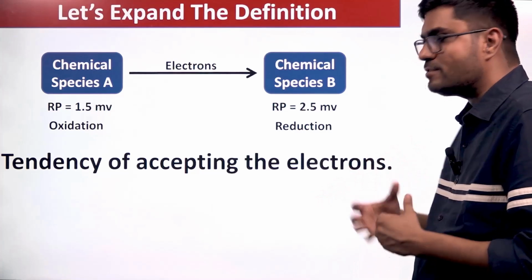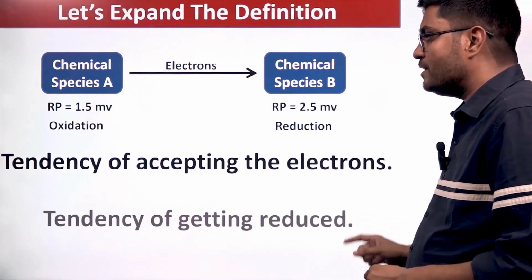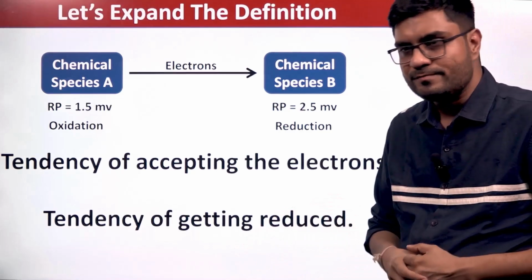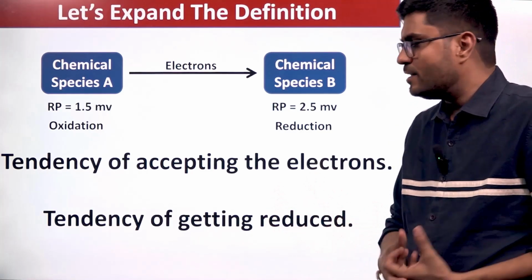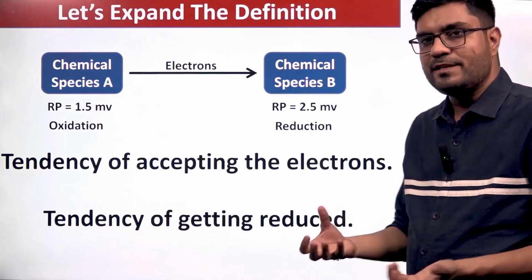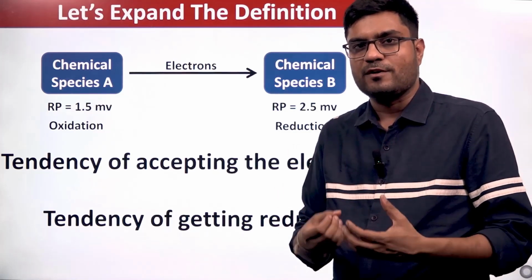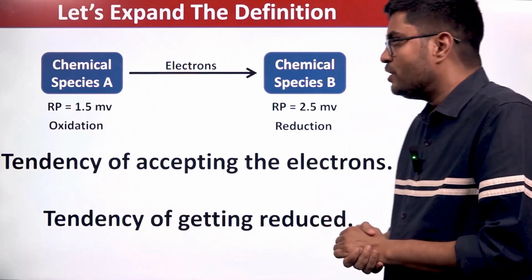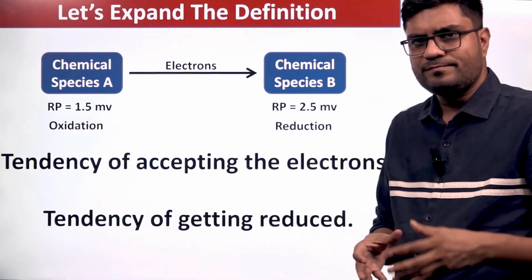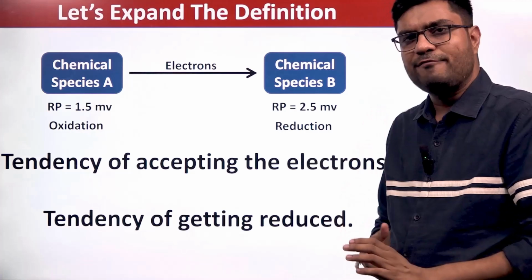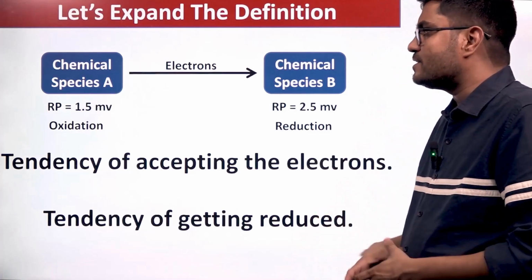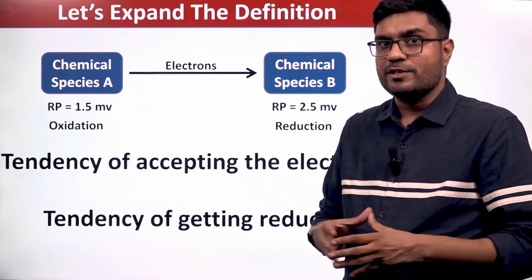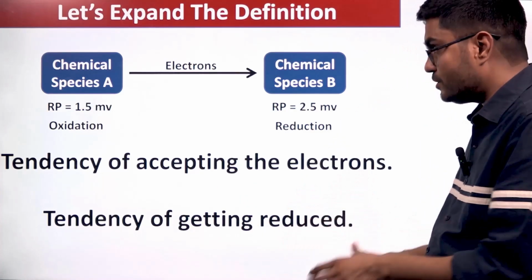accepting the electrons, or you can say reduction potential is nothing but the tendency of getting reduced. Of course, these two are the same thing. Tendency of accepting the electron means tendency of getting reduced, because acceptance or gaining of electrons is called reduction. So we have learnt the definition, tendency of accepting the electron, and we have learnt another fact, that electrons will always be transferred from low reduction potential to high reduction potential.